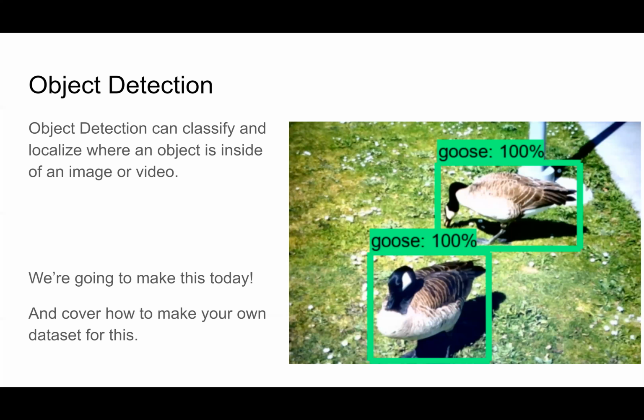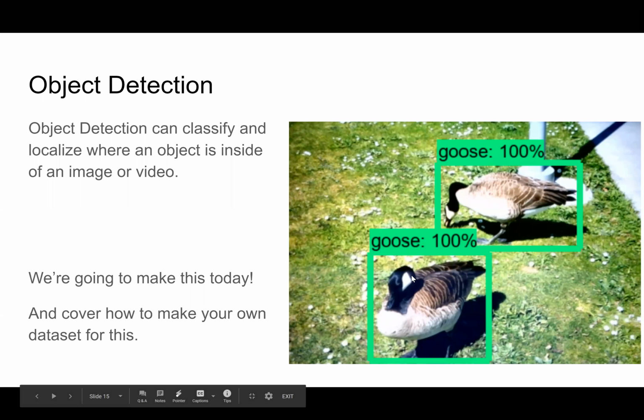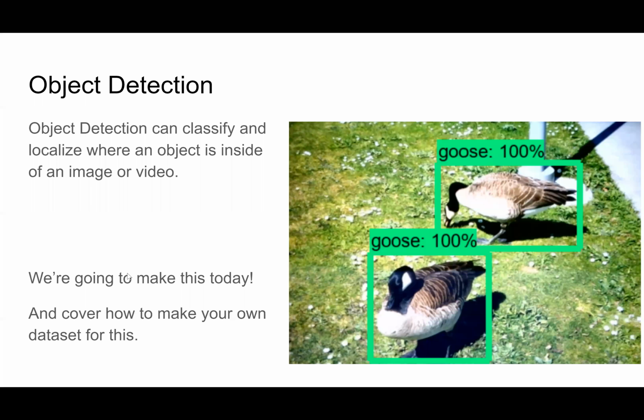And a problem with that as well is if you had a goose and a dog in an image, maybe it would still return only, "I know there's a dog in this, but I didn't know there was a goose in it." So object detection can really do a lot more, and you can use this output of knowing where something is to do a lot of interesting things. And this is what we're going to make today.